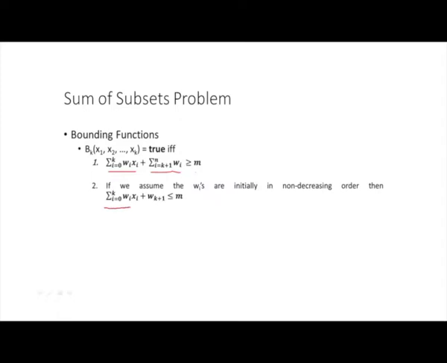Similarly, we assume that the weights are initially in non-decreasing order. This is important because if they are not arranged in this order, then this condition cannot be considered. In that case, the sum of the weights so far that we have considered plus the immediate next weight available to us, if we can continue finding a solution, the sum of these two terms is less than or equal to m. We will use these two conditions to formulate an algorithm for the sum of subsets problem.